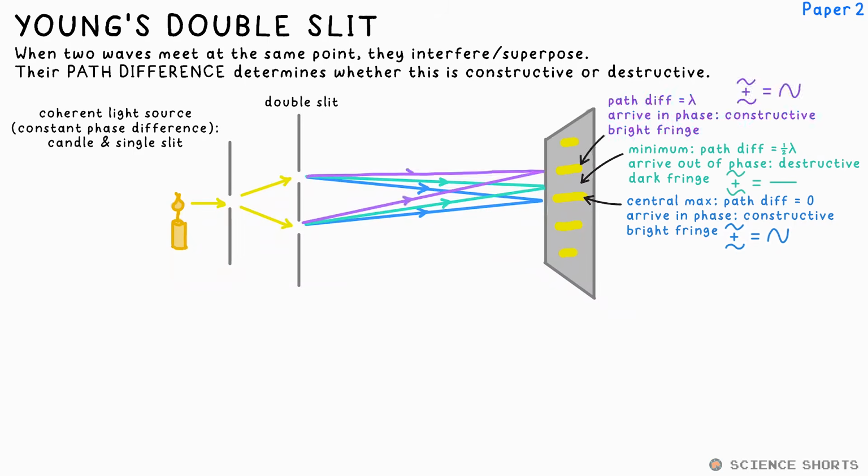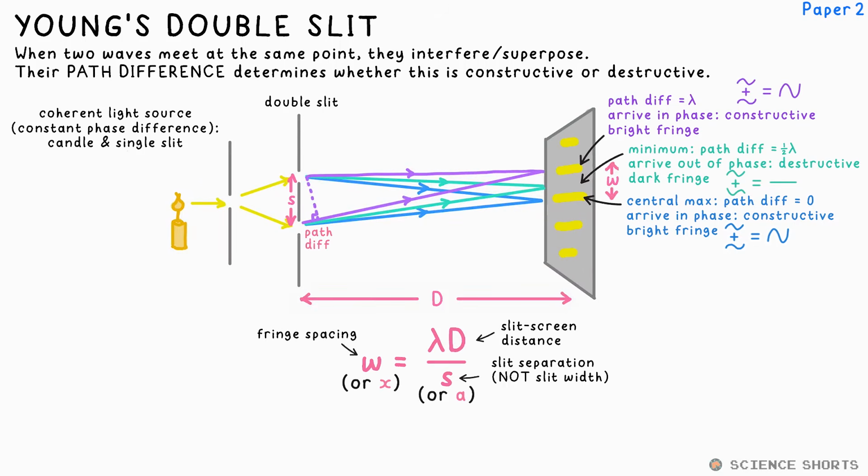The first bright fringe from the central fringe is a result of the path difference being the same as the wavelength, lambda. That means that they arrive in phase, interfering constructively, resulting in a bright fringe. The next dark fringe is a result of the path difference being 1.5 lambda, and so on.